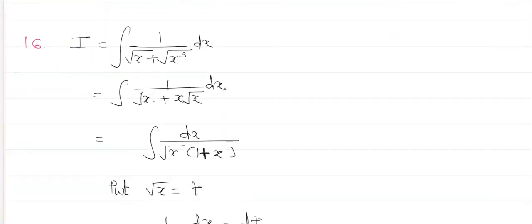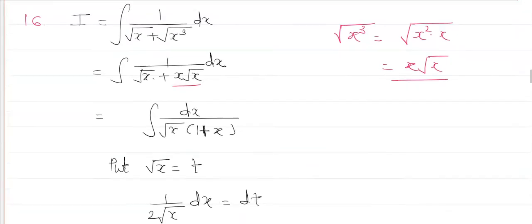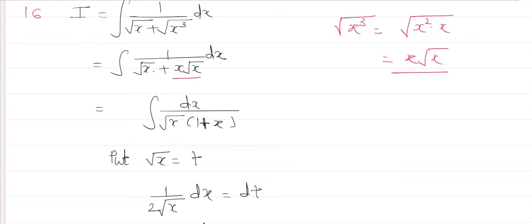Problem number 16. I = ∫ 1 / (√x + √(x³)) dx. Now how do we write root of x cube? x cube is x square into x, and the root of x square is x. So we can write it as x√x. Now we take √x common, so I = ∫ dx / (√x (1 + x)), and we let √x = t.